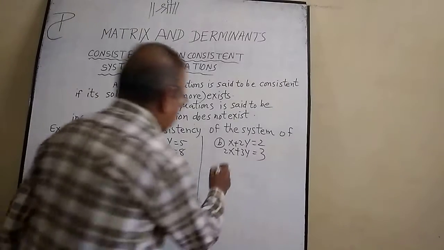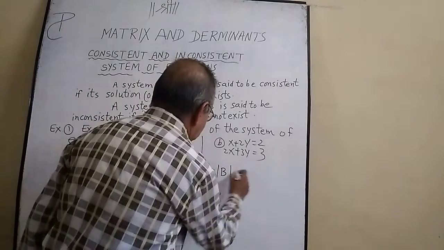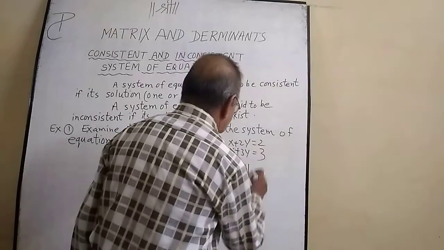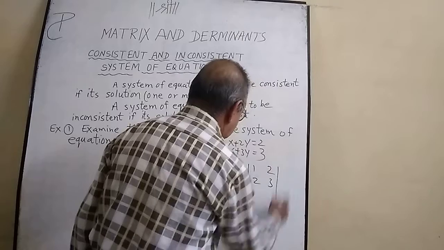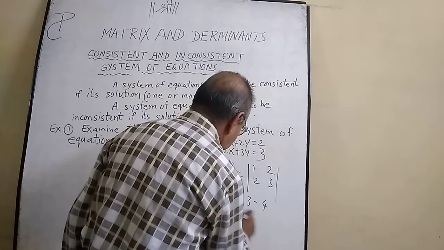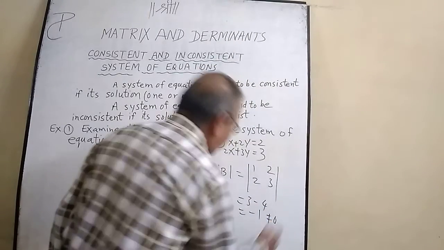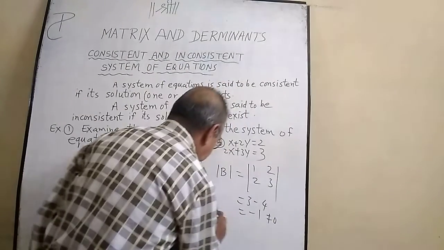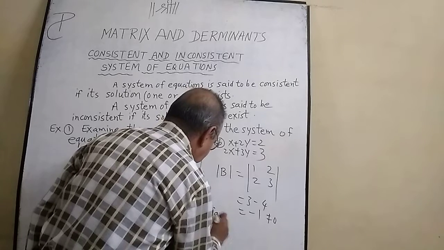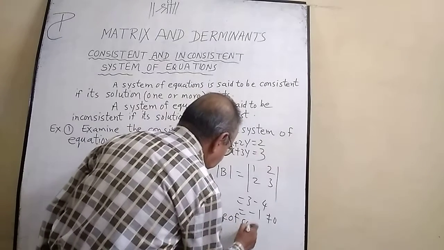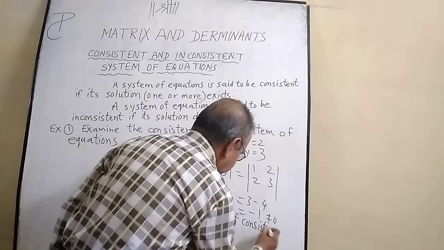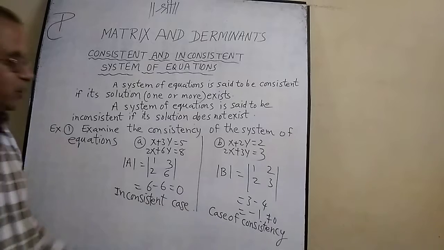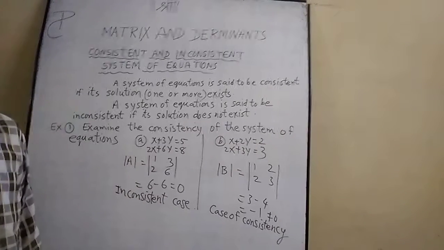Similarly, here we can take the determinant of B, that is 1 and 2 and 2 and 3, that is 3 minus 4 is minus 1, and this minus 1 is not equal to 0, and when it is not equal to 0 it means a case of consistency. So these are the consistency and inconsistency examples.